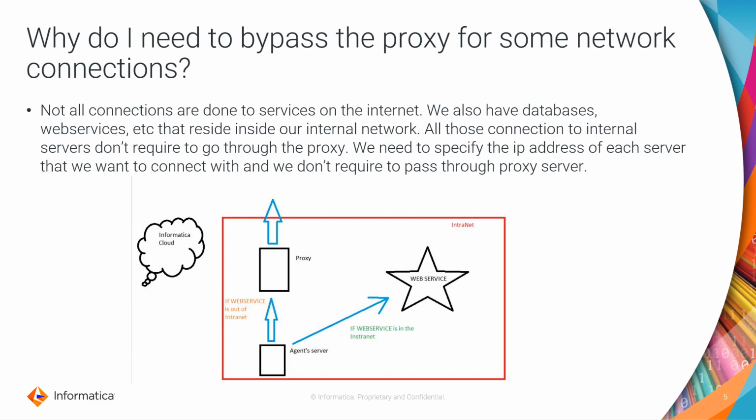So in this case, you also need to specify in your secure agent configuration the IP addresses of those servers that you don't want the communication to go through the proxy. You want to bypass it. You need to specify each of those IP addresses in this configuration file. So in the demo, I am going to show you where you can configure the secure agent to use the proxy, and where and how you can specify the IP addresses that you want to bypass the proxy. That will be what we're going to do in the next step.